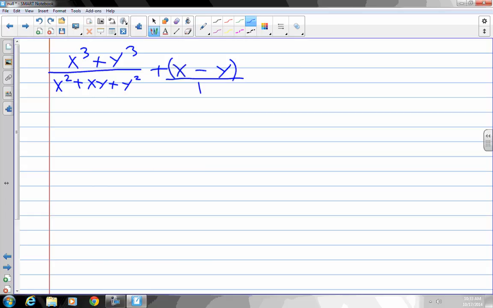Okay, good. So one has that big, ugly denominator. The other one has a denominator of just 1. So it should be pretty clear what the LCD is, right? What is the LCD?